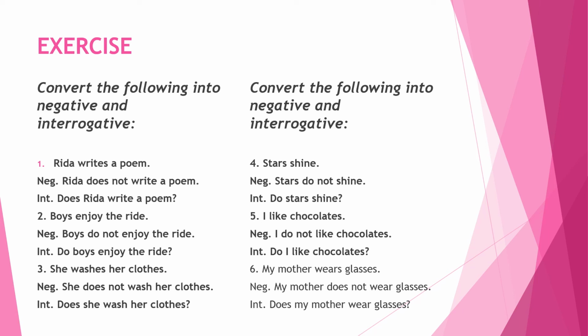So number 6, my mother wears glasses. My mother is the singular subject, so that's why wear has the s at the end of it. So its negative would be, my mother does not wear glasses. You see, I have omitted s from there because this is a negative sentence. And again, in the interrogative sentence, I have omitted s here. And the sentence is, does my mother wear glasses? So I hope, students, that you have got the idea about converting the given affirmative sentence of present indefinite tense into its negative and interrogative form.